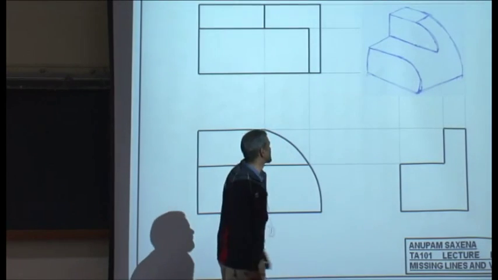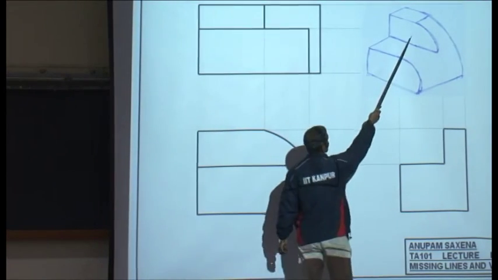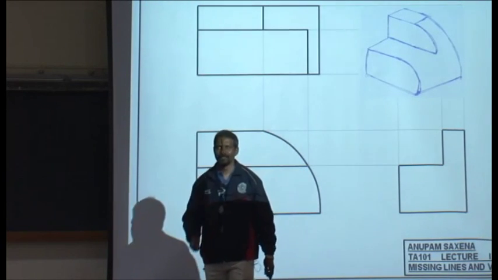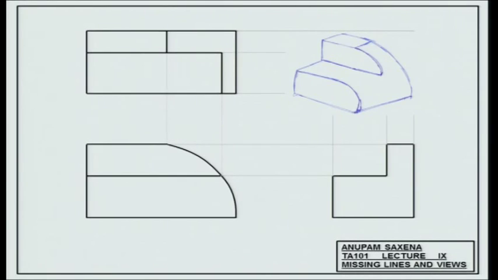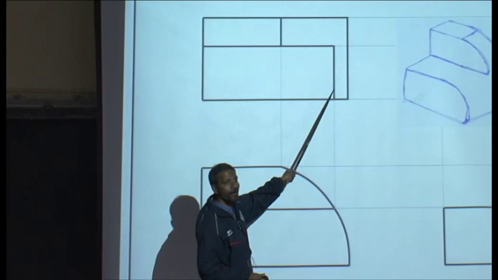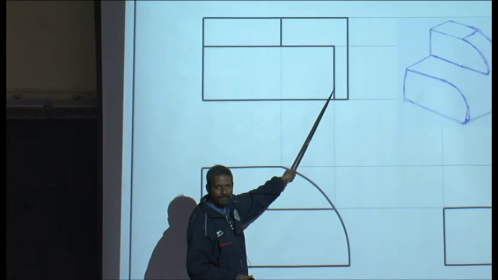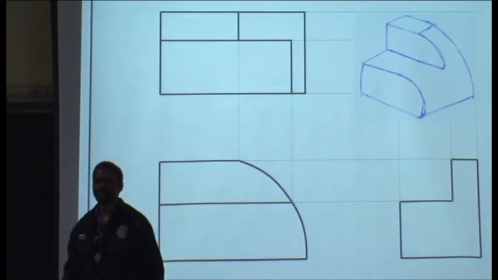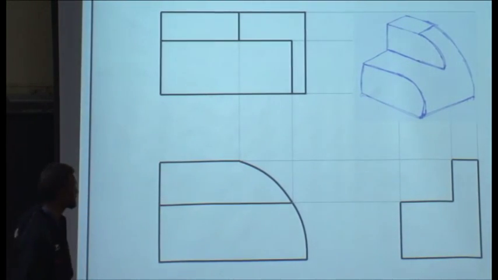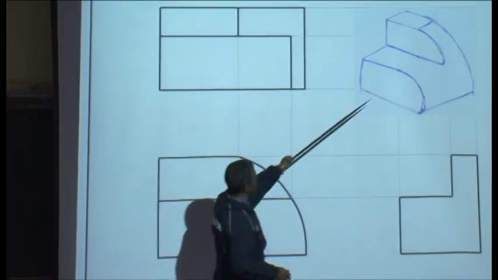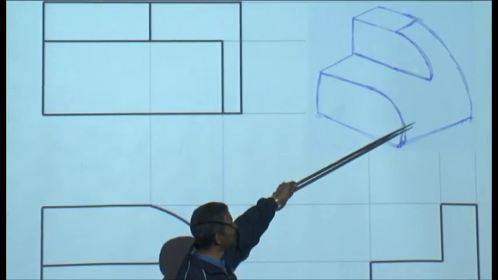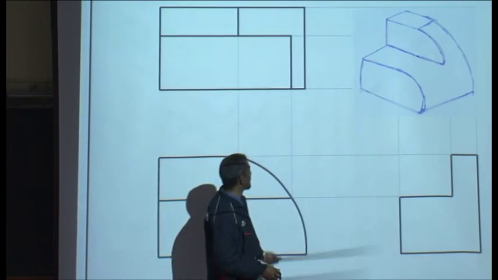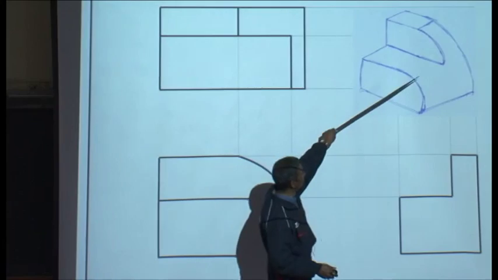So this line is here, so there should be a line here. What Saurav says is this: since there is a line here, there should be a line here. Did I get it right? Is he correct? What is this line signifying? Line intersection between two surfaces. Which ones? This plane here and this one here. Right? So if there is a line here, would there be a line here?